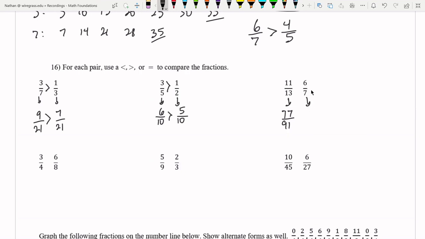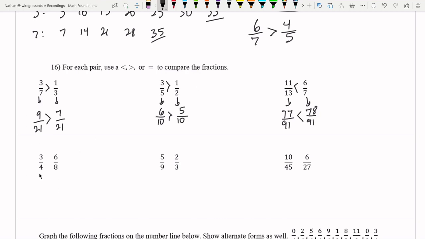Multiply this on top and bottom by 13. We're going to get 91. 6 times 13 is going to be 6 times 10, this is 60, 6 times 3 is 18. 60 and 18 is 78. 78 is larger than 77. And 6/7 is greater than 11/13.